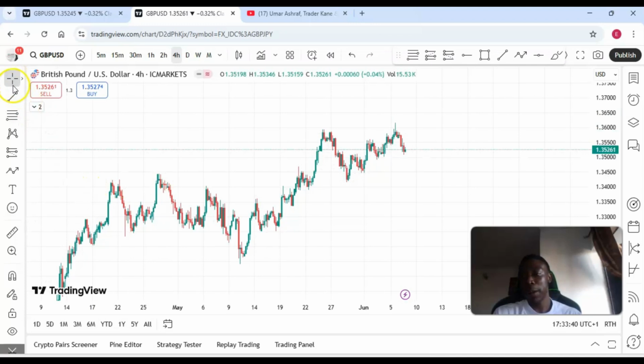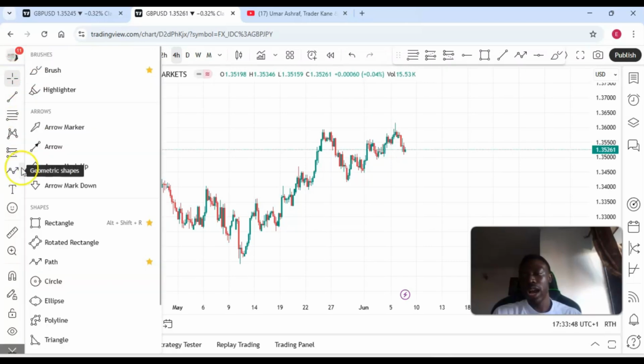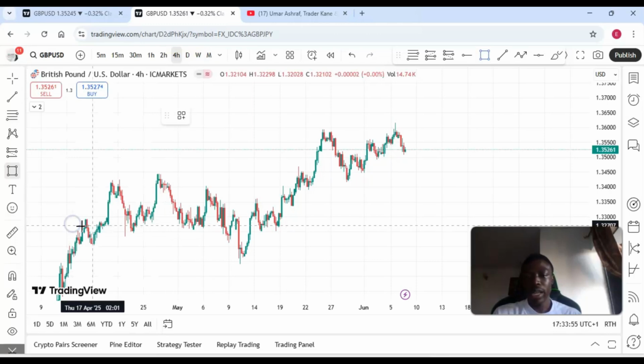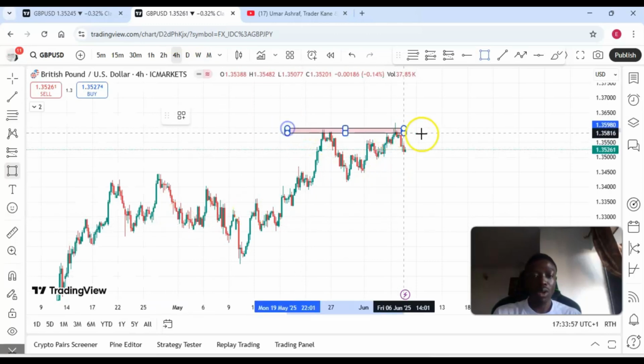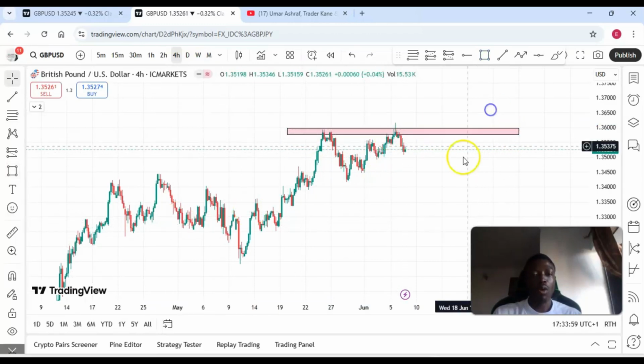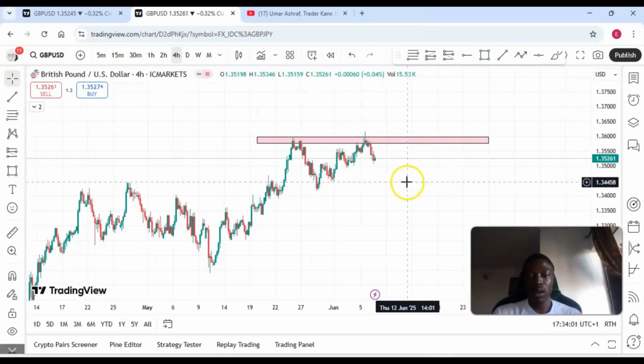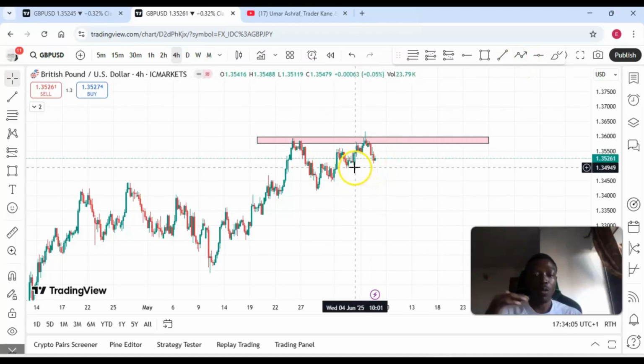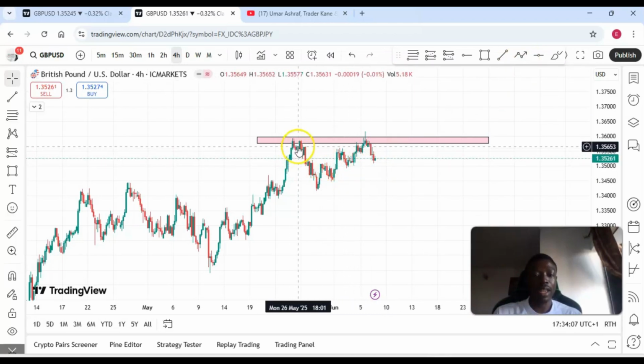Simply come to your toolbar. This is the first, second, third, fourth, fifth, sixth, and you click on this small arrow icon you see here and go down to rectangle. Click on rectangle, and you have a zone like this. Now it should touch the peak, or the highs, of that zone, like you see here.